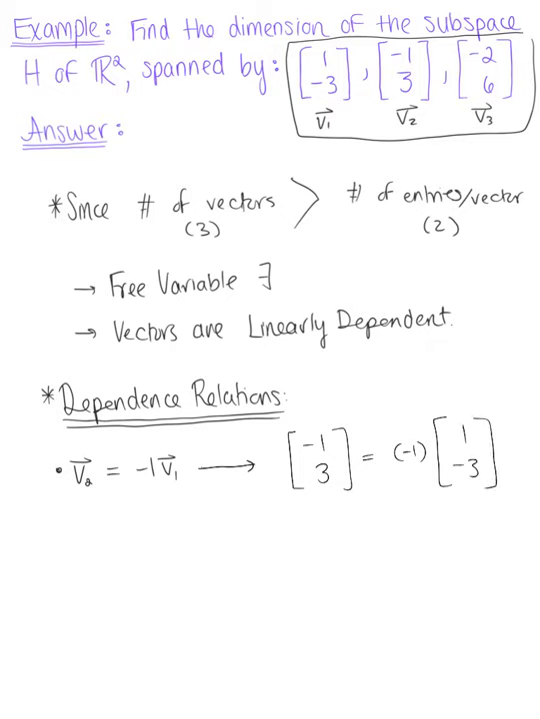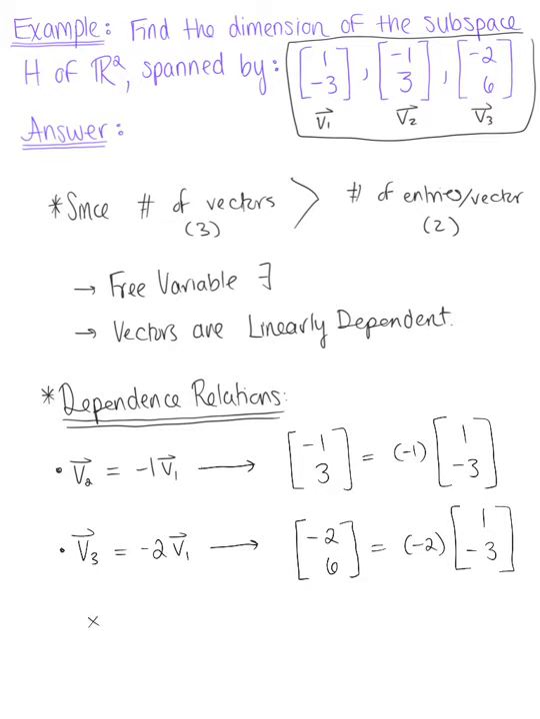So vector v sub 2 is redundant. We can also see that vector v sub 3 is another scalar multiple: we have -2 multiplied by that vector v sub 1. We can confirm this by looking at the components: the vector (-2, 6) is equal to the scalar multiple -2 multiplied by the vector (1, -3). So what this lets us know is that v sub 2 and v sub 3 are redundant.